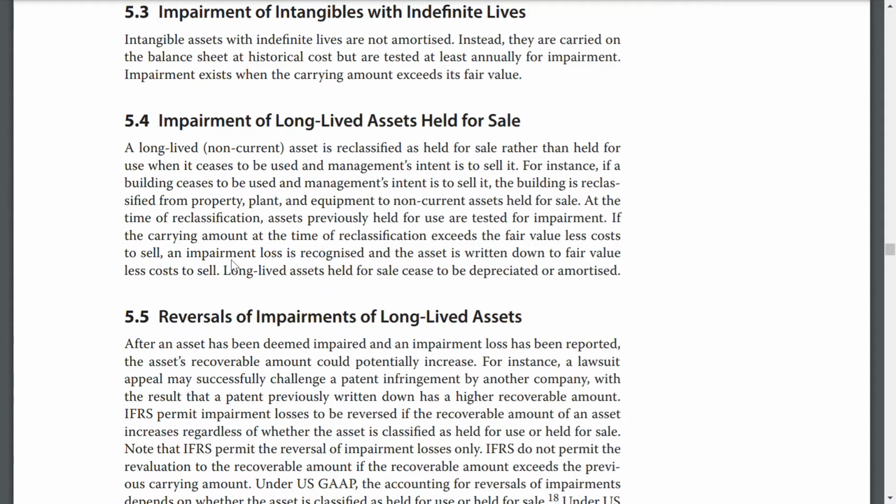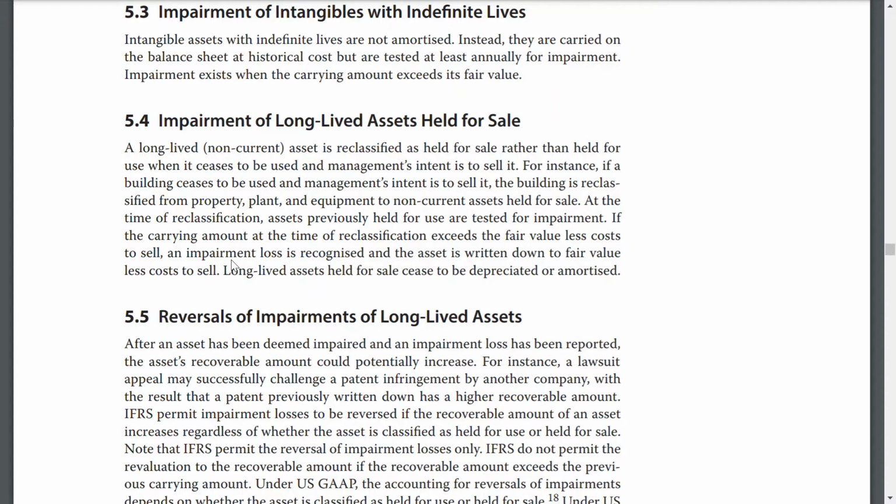Impairment of long-lived assets held for sale. A long-lived asset or non-current asset is reclassified as held for sale rather than held for use when it ceases to be used and management's intent is to sell it. For instance, if a building ceases to be used and management's intent is to sell it, the building is reclassified from property, plant, and equipment to non-current assets held for sale.